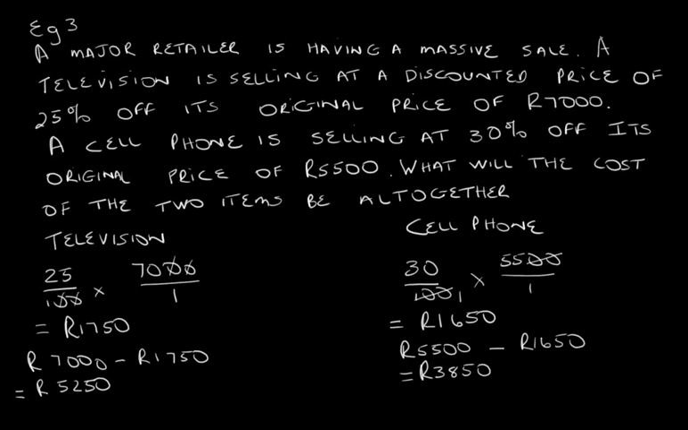No, the question states, what will the cost of the two items be altogether? So we need to add these two values. 5,250 plus 3,850 is equal to 9,100 Rand. That will be the cost of the two items together.